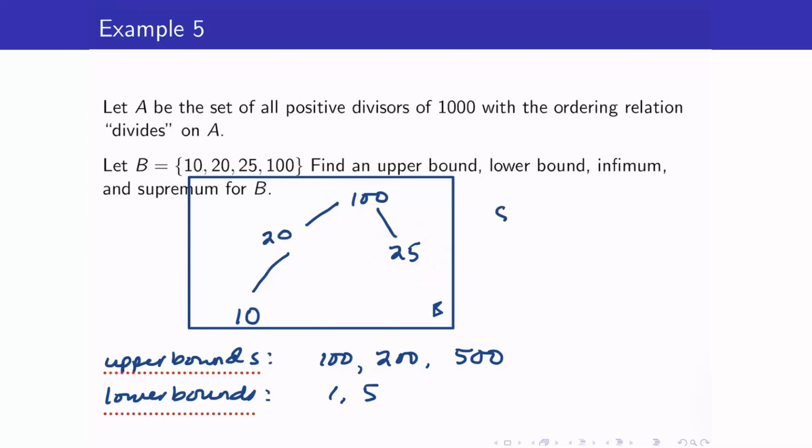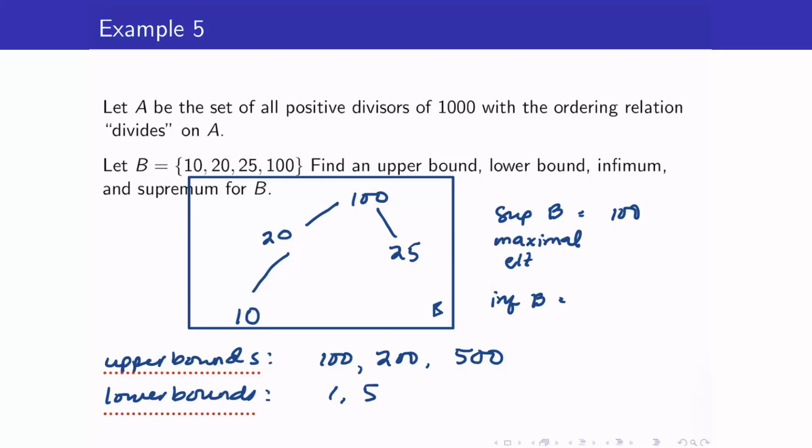Supremum of B. What will be a supremum of B? Then it has to be 100, correct? Because all the elements are under 100, correct? And just so happens that, take note, it is also your maximal element, right? How about the infimum?